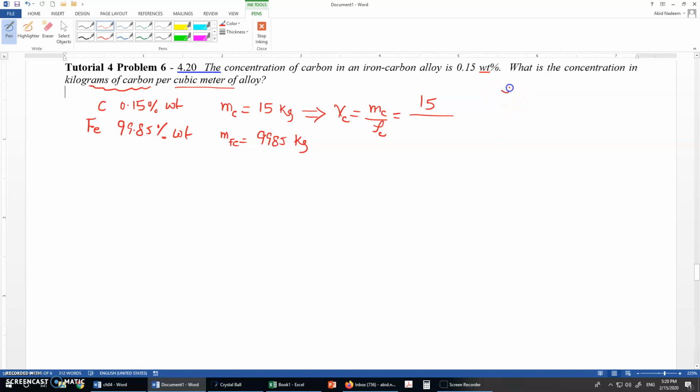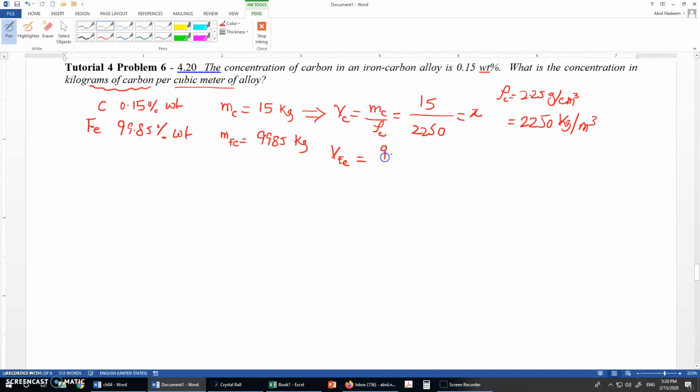So the density of carbon is given as 2.25 gram per cubic centimeter, which is the same as 2250 kilogram per cubic meter. Okay, so if I divide 15 by this density 2250, I will have some value. Let's suppose I have this value as x, which I have already calculated.